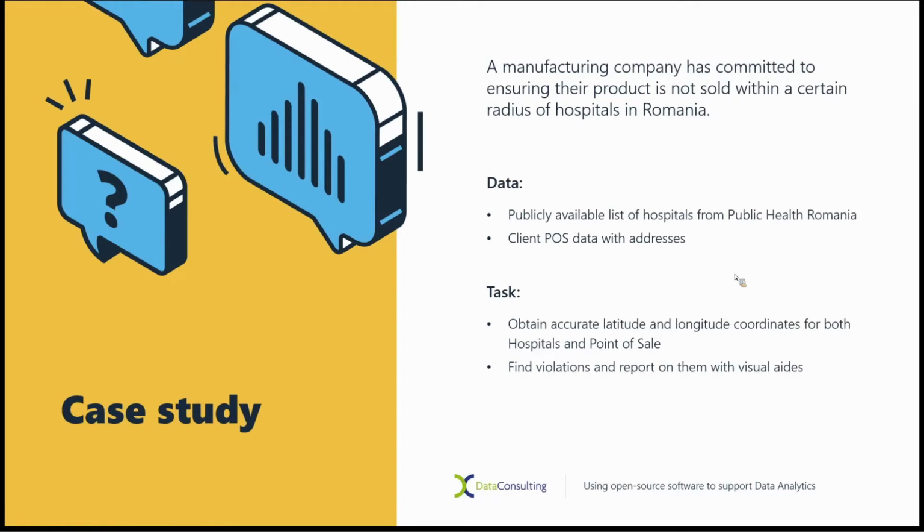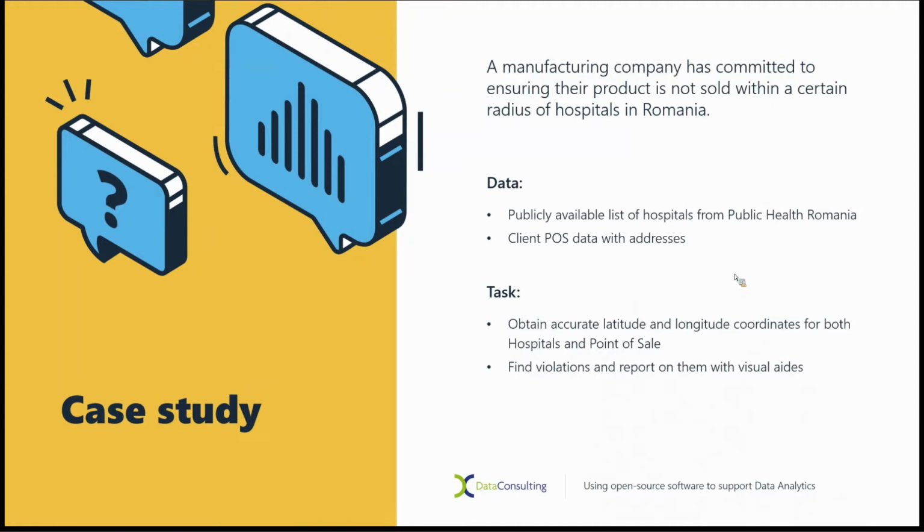The initial data that we've got is a publicly available list of hospitals, just from the Public Health Romania website. We've also got the client's point of sales data, which includes an address field. So essentially, the task is to obtain accurate latitude and longitude coordinates for both the hospitals and the points of sales themselves, and then to find violations. These are cases where a point of sale is within a certain distance of a hospital.